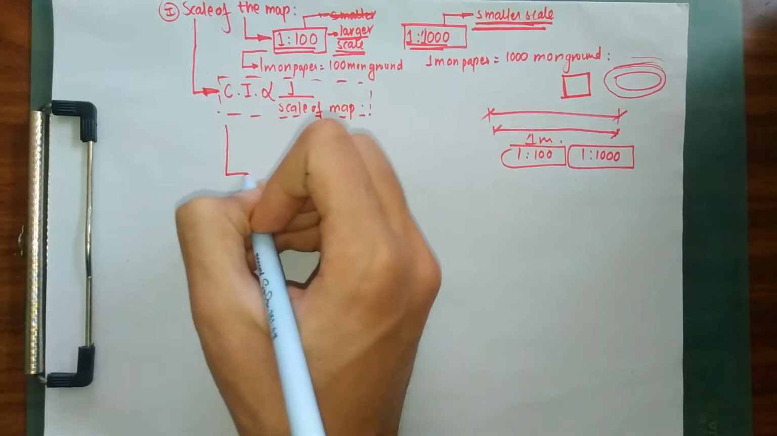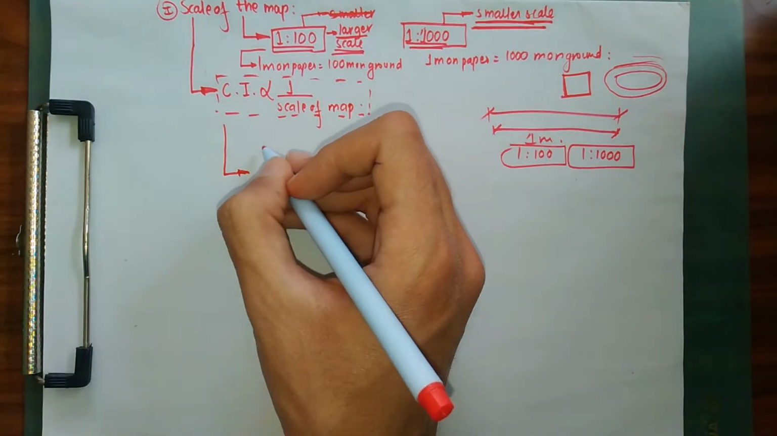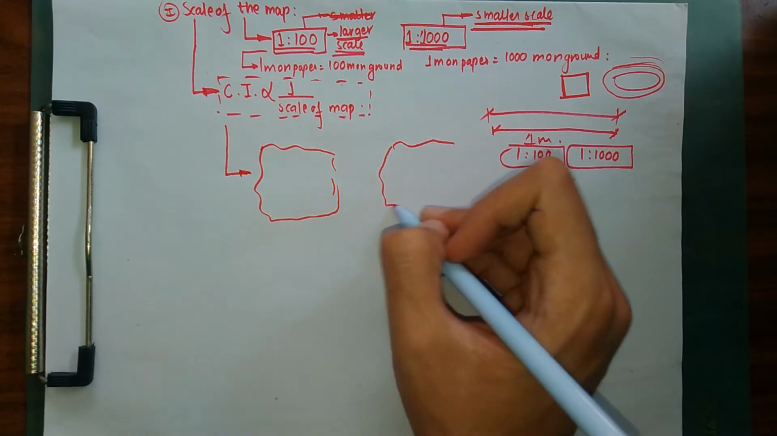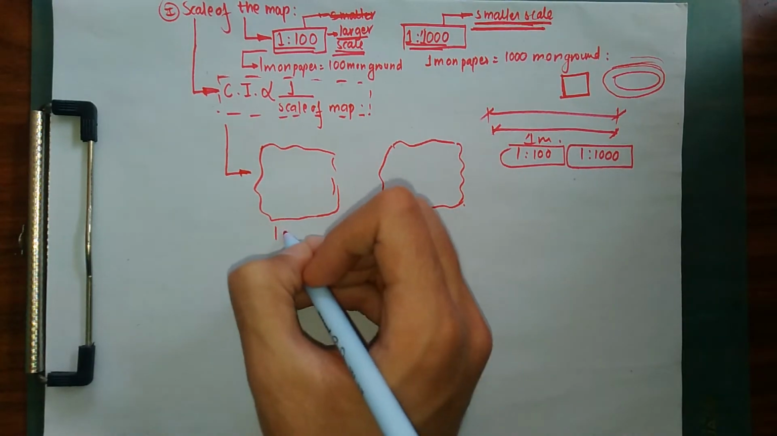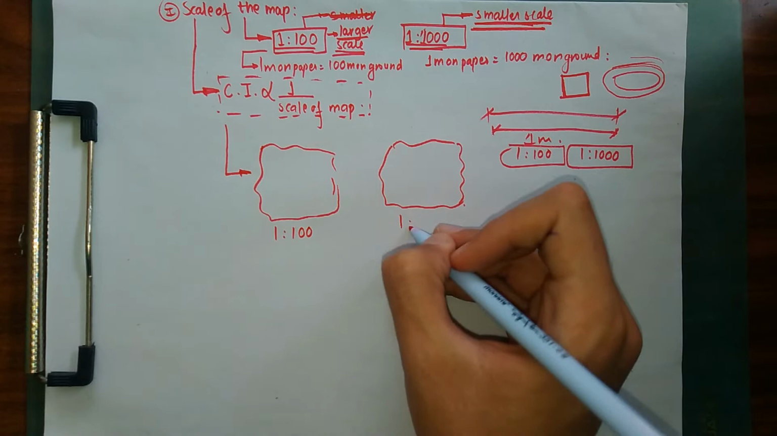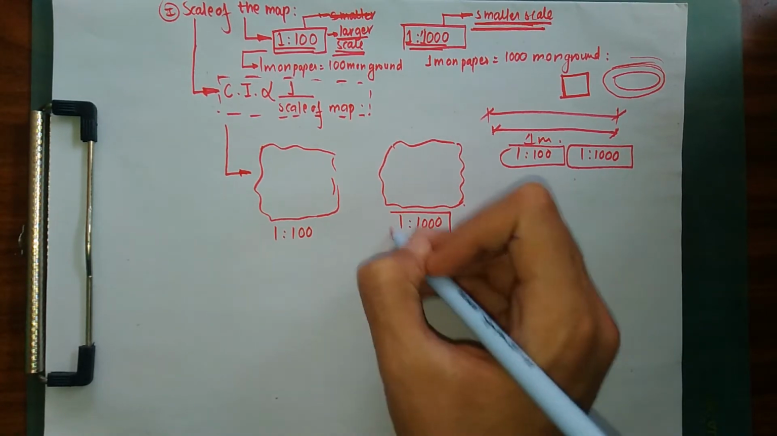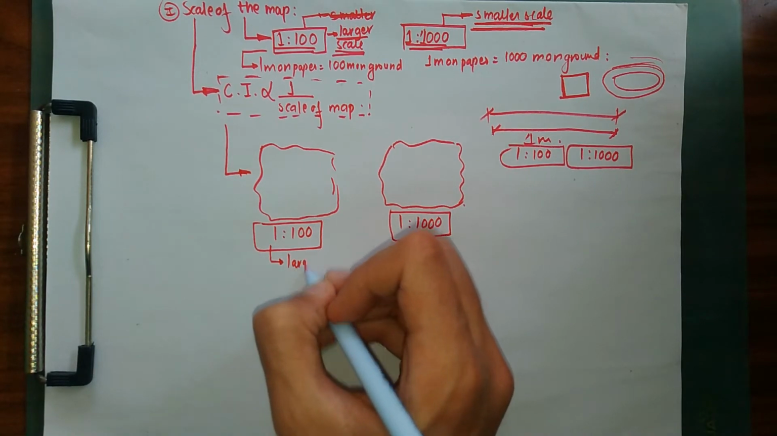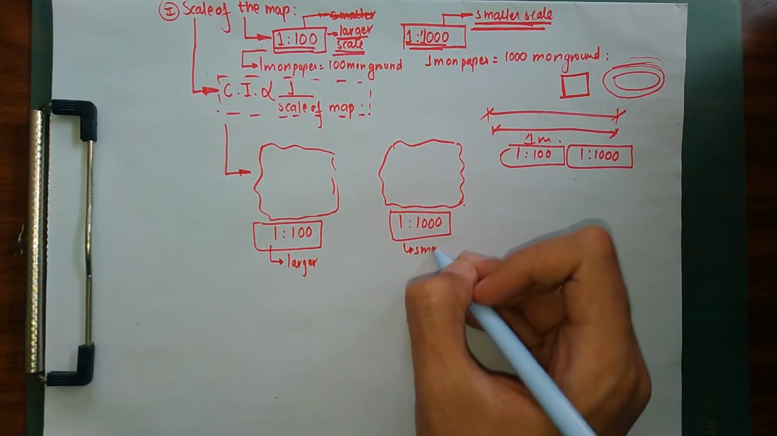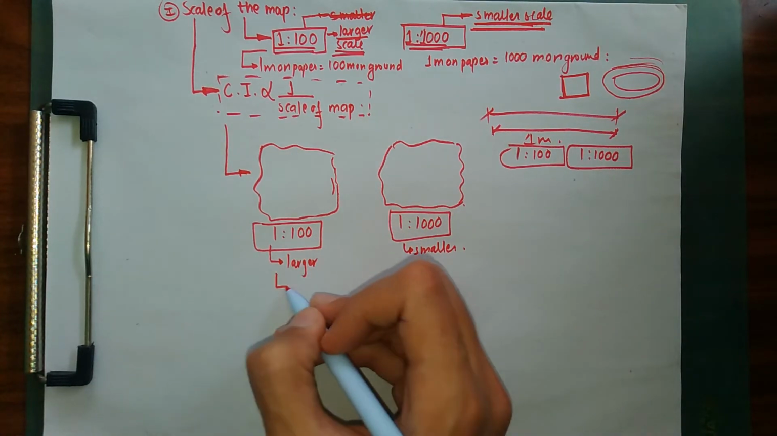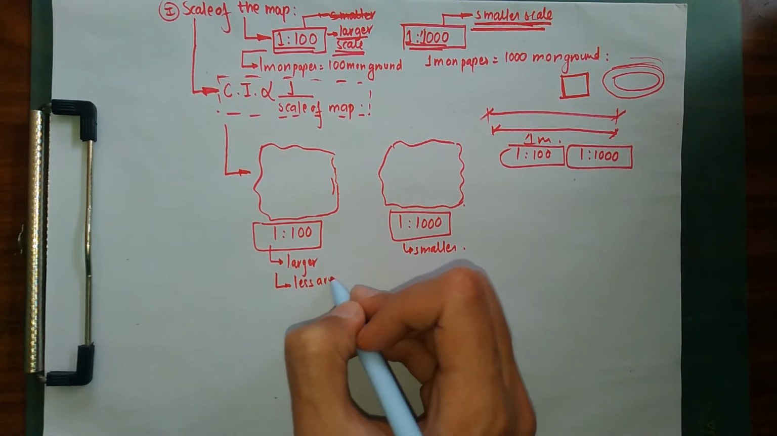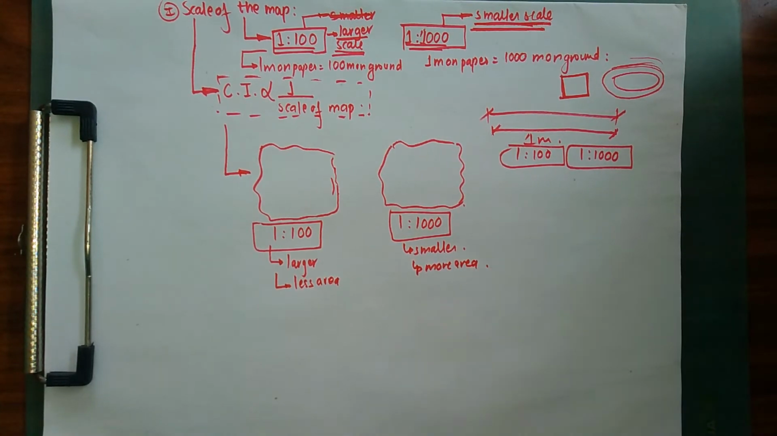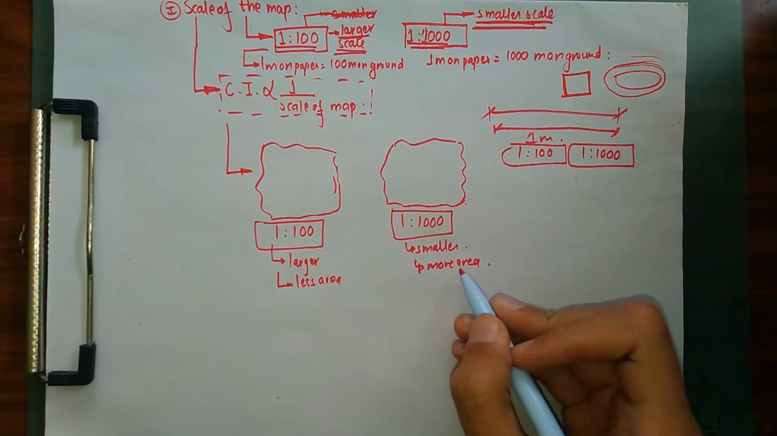Let's say I have a certain area over here, and let's say I have another area over here, and let's say this is drawn in my scale of 1:100, and this is drawn in my scale of 1:1000. So what does this refer to? As I explained before, this is my larger scale, while this is my smaller scale. My larger scale is definitely going to cover less area, while my smaller scale is definitely going to cover more area.